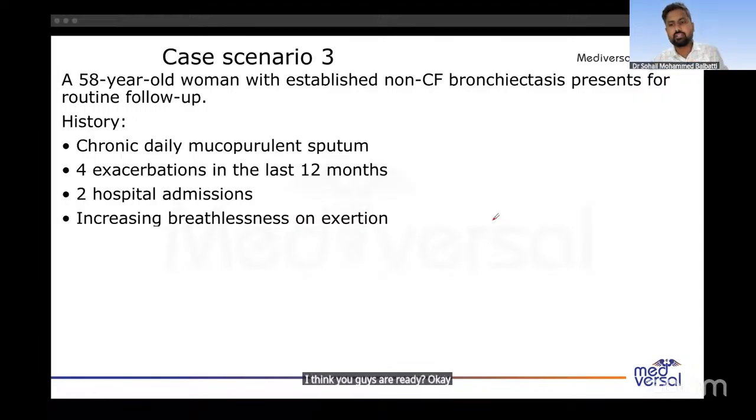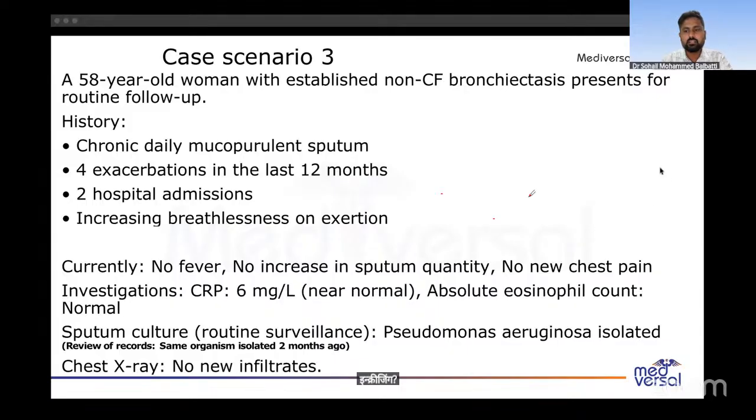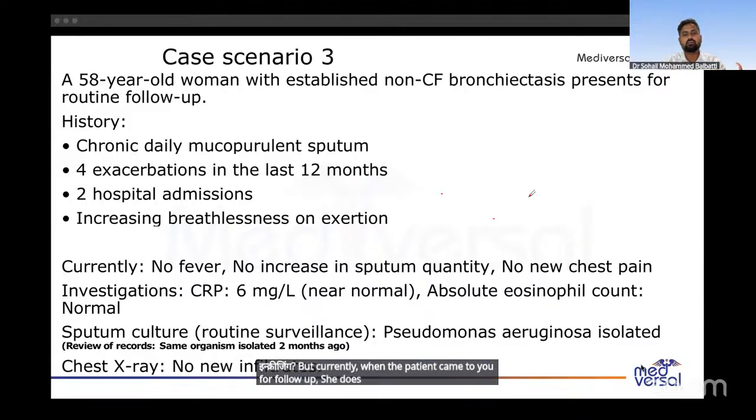Okay, so here a 58-year-old woman with established non-cystic fibrosis bronchiectasis, because we define it as cystic fibrosis, non-cystic fibrosis bronchiectasis. She came for a routine follow-up. She also gives history of daily mucopurulent sputum, which is chronic. And in the last 1 year, she has had 4 exacerbations and 2 hospital admissions. And there is increasing breathlessness on exertion. But currently, when the patient came to you for follow-up, she does not have any fever, no increase in sputum quantity, and no new chest pain.